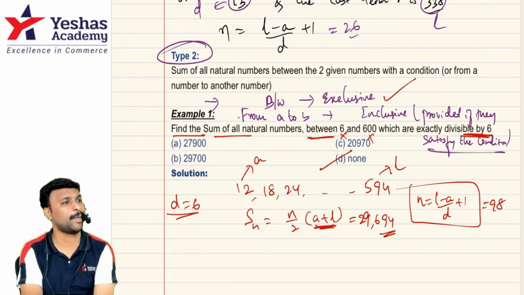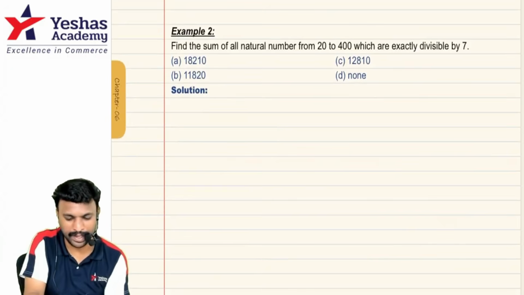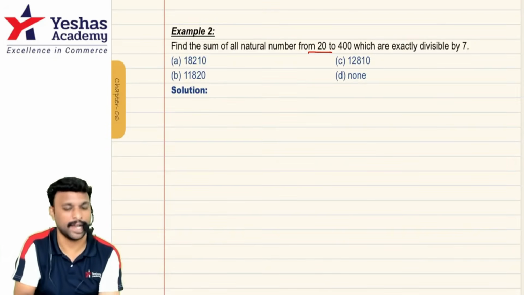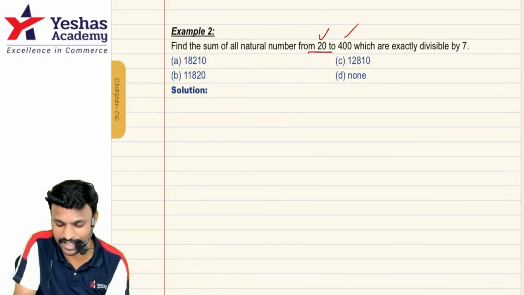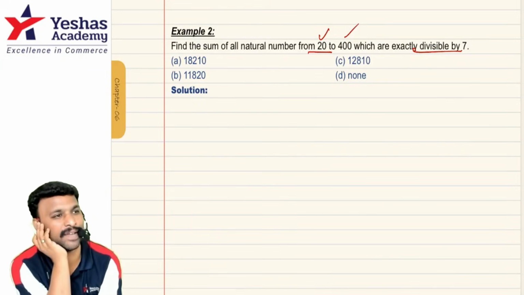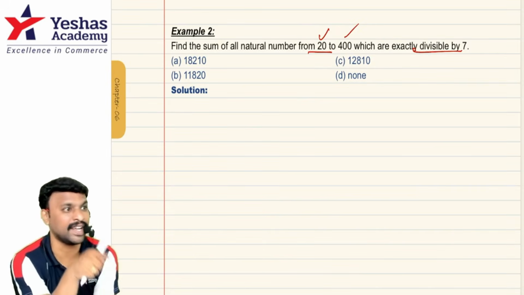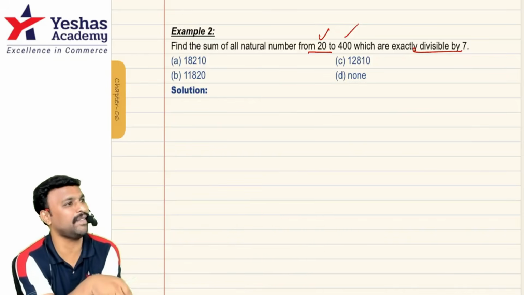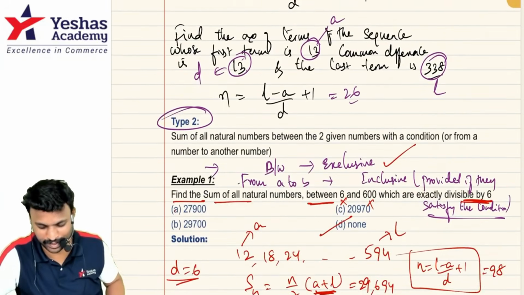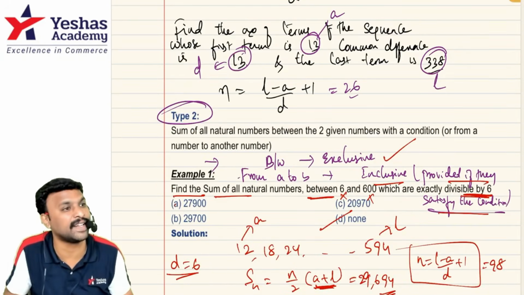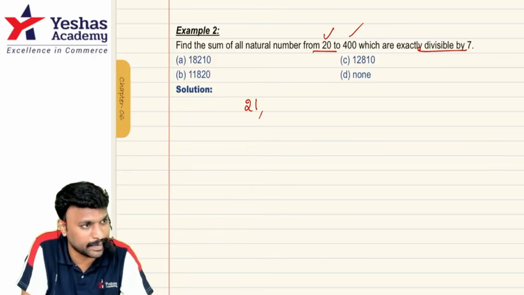Everyone, shall we have one more? Okay. Now tell me, it's from 20 to 400. Are they inclusive or exclusive? Inclusive, provided they satisfy the condition. What's the condition? Exactly divisible by 7. Is 20 divisible by 7? If it is divisible by 7, then we can consider 20. Since it is not divisible by 7, we cannot consider that. So why did I give you that pointer? Inclusive, provided they satisfy the condition. Now, what's the first number after 20 exactly divisible by 7?